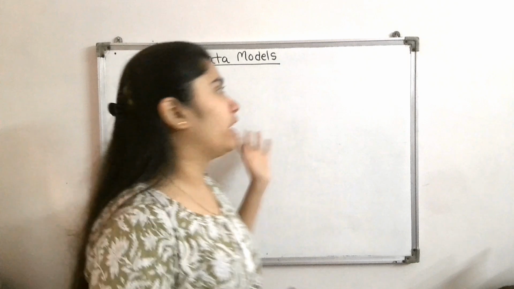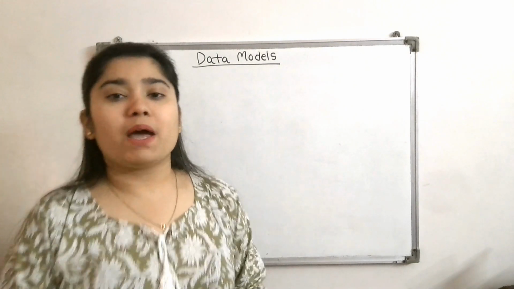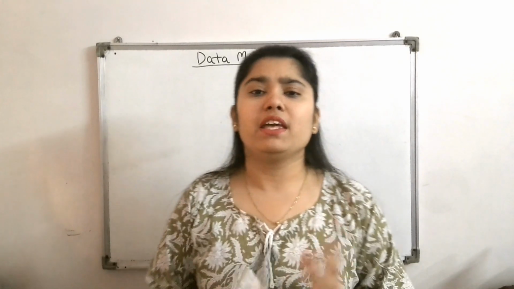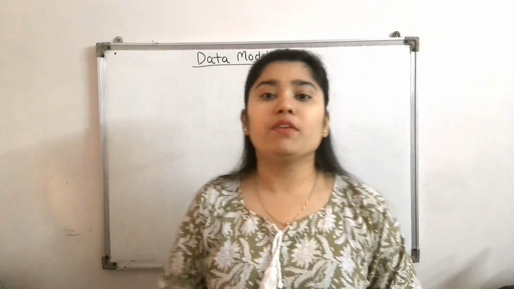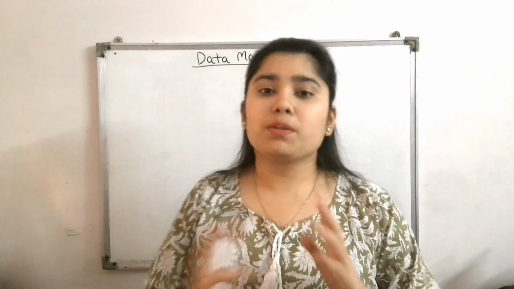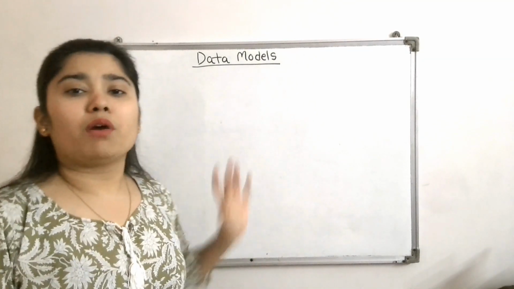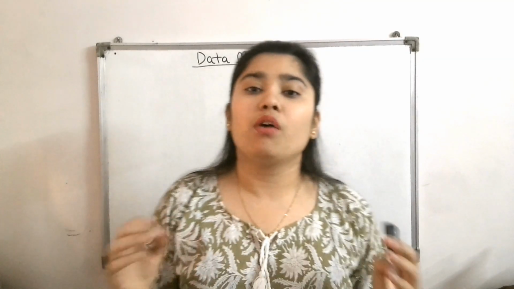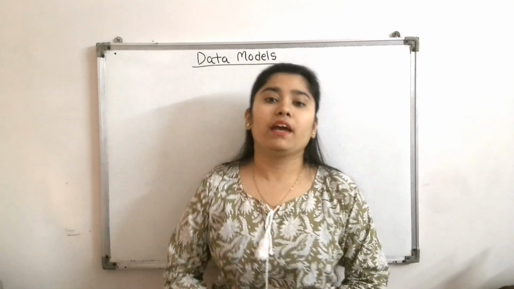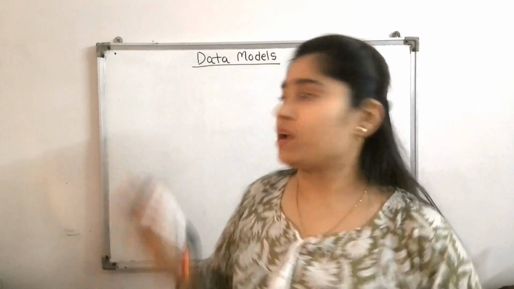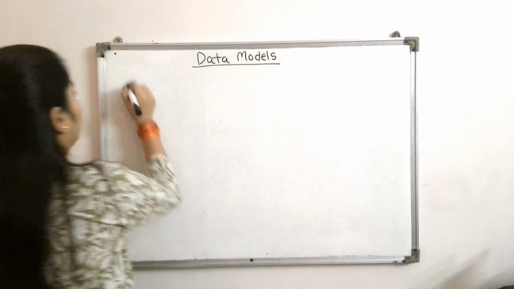Now, before understanding the data models, first think of a map. A map shows us the places in a very easy and understandable way, even though the real world is very complicated. Similarly, the data model is the map of the database. Simply, the data model is the representation of data, that is how our data is stored, connected and accessed in the database. Let's write its definition also.